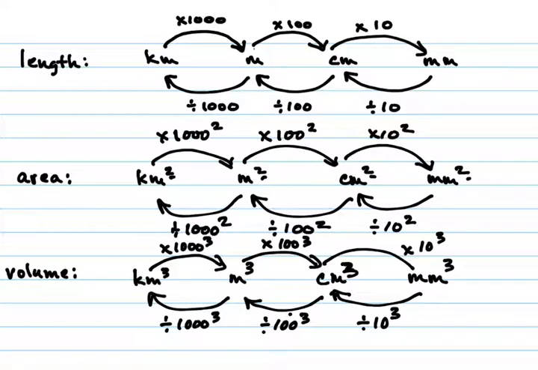A couple of special ones that you need to know, and we might run across a few more, and that's what happens when you have a ton. And 1 ton is 1,000 kilograms. So if you're going from ton to kilogram, you multiply by 1,000. If you go from kilogram to ton, you divide by 1,000. So just the same multiplier as if you're doing kilometers to meters, etc. So 1 ton is 1,000 kilograms.